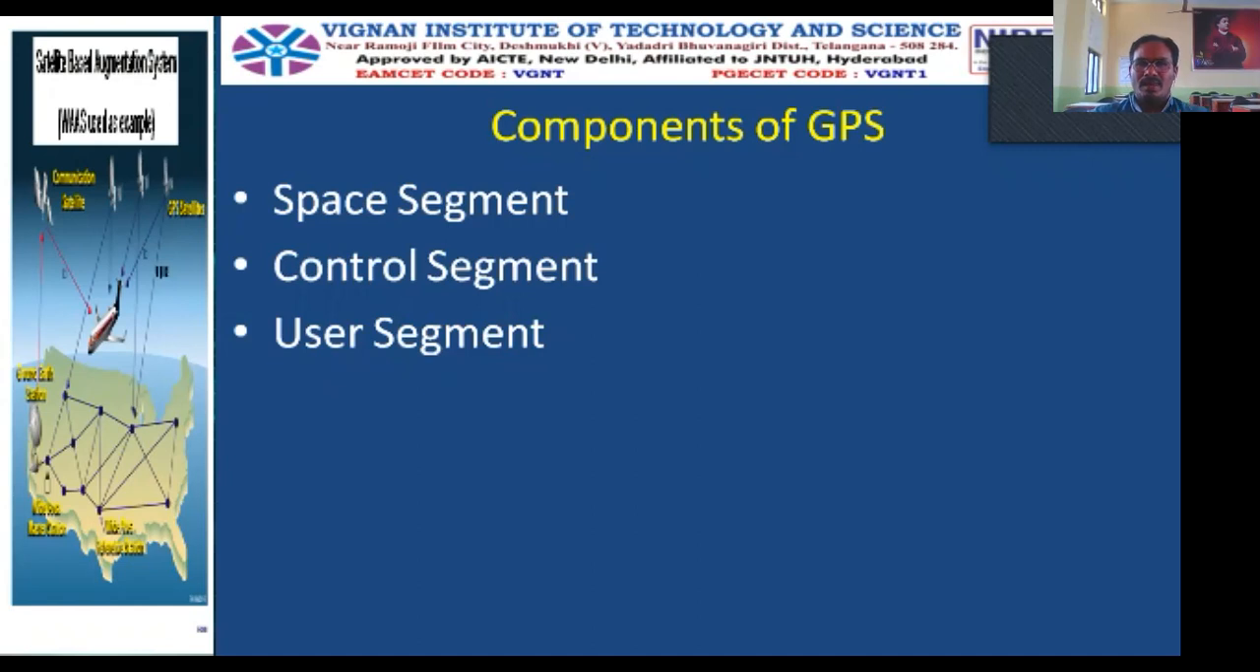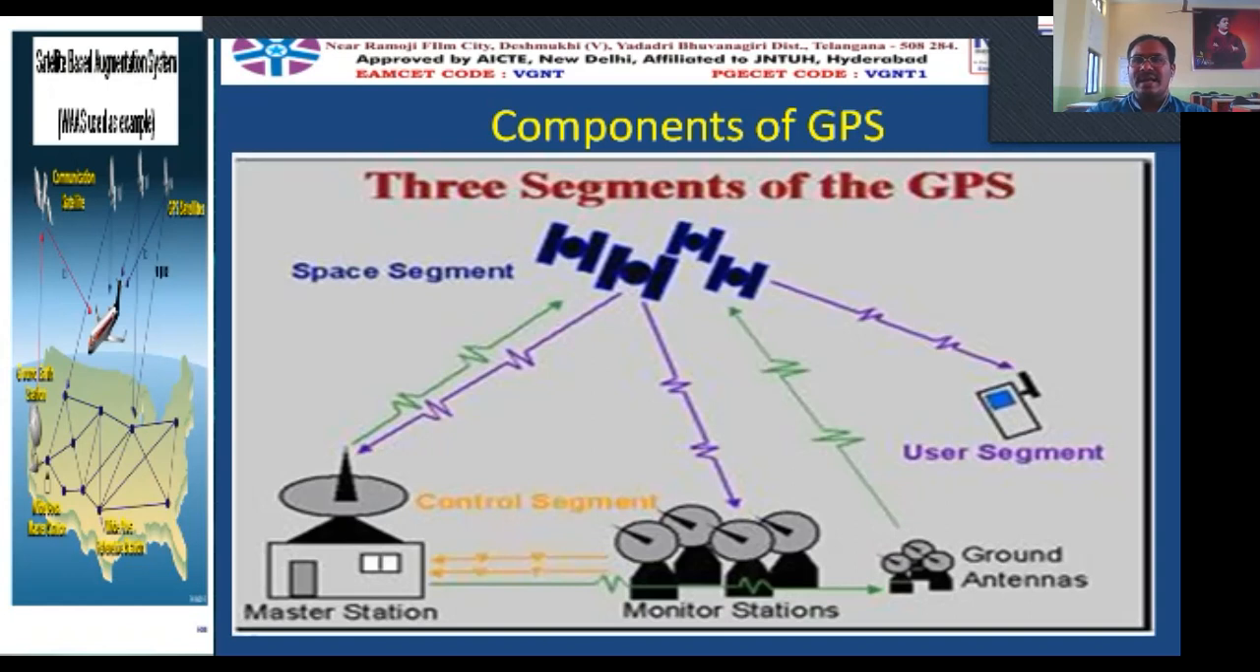This is the diagrammatic representation of the components of the GPS. The first one is the space segment, in which the satellites are present. For the GPS, there are 24 satellites plus 4. The space segment is present in space, while the control segment and user segments are present on the ground or on the Earth's surface.